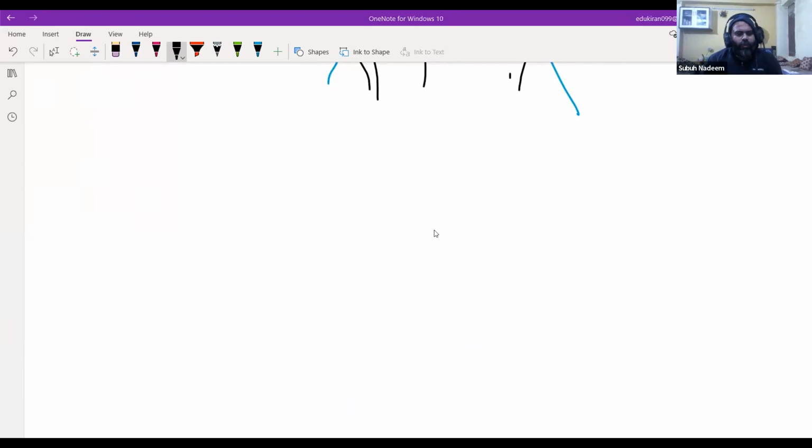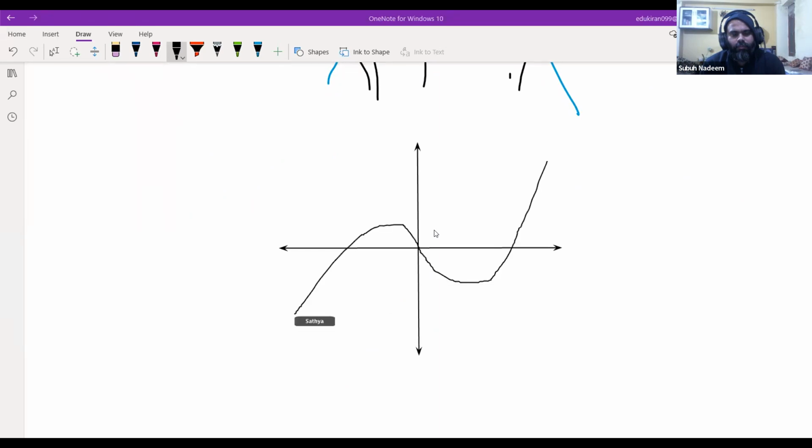Have you done the polynomial one? Yes, sir. So can you draw a sketch here? Two, zero, minus two. Perfect. Now you have to draw the reciprocal.